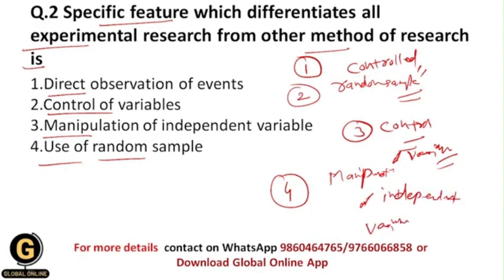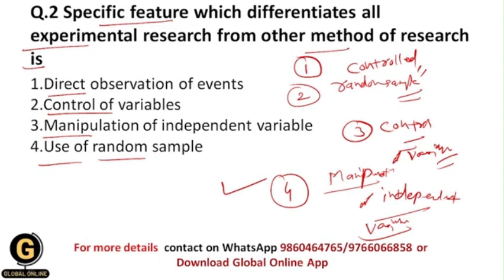Okay, so the salient feature of experimental research is that we manipulate the independent variable, that is the cause variable, and we measure the effect of this amount of independent variable on the dependent variable, that is the effect variable. So this is the basic, or you can say unique, feature of experimental research, and because of this feature we differentiate experimental research from other methods of research.